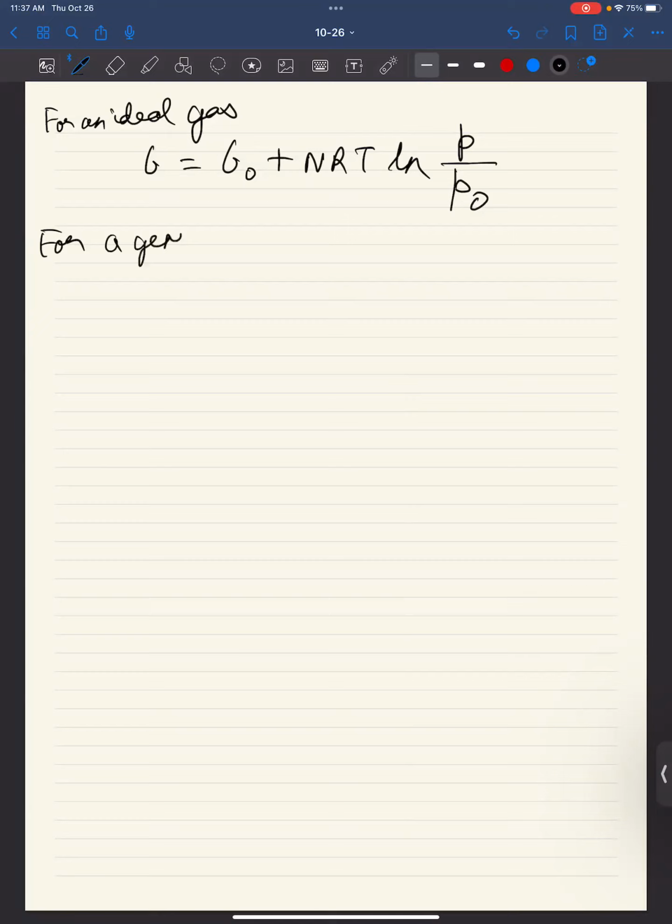For a general case, and the general case could vary. General is general, right? So ideal is a subset of general. It includes ideal. It's not like it won't work. It's a bad theory if it stops working for ideal, right? So I won't say all general case.